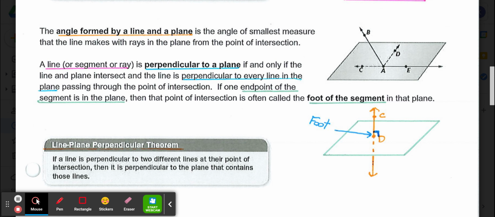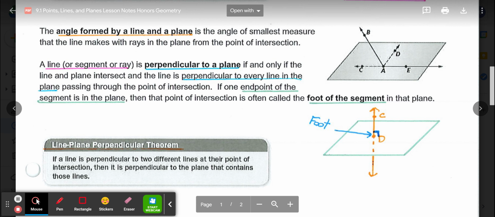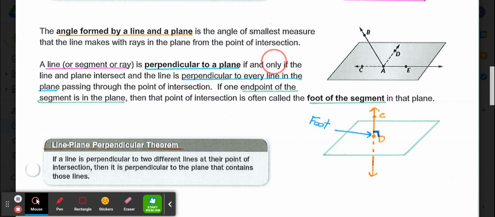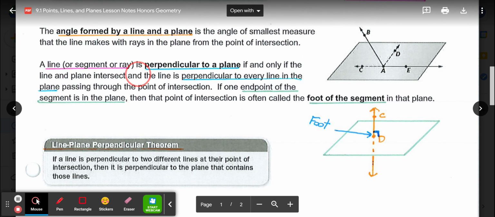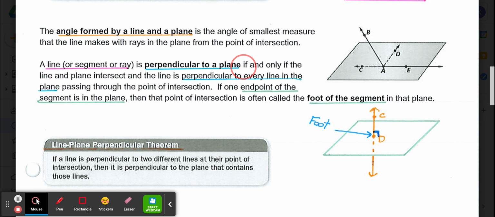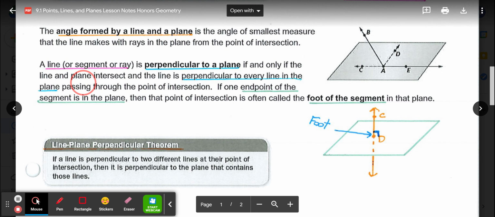Then a line, segment, or ray. There we go, that makes more sense. A line, segment, or ray is perpendicular to a plane if and only if the line and the plane intersect and the line is perpendicular to every line in that plane. So in order for a line, a segment, or ray to be perpendicular to a plane, they have to intersect, and that line, segment, or ray has to be perpendicular to every line in the plane that passes through the point of intersection.